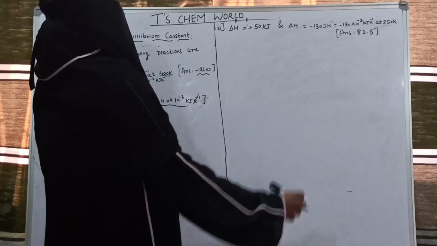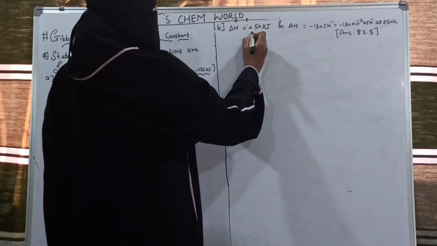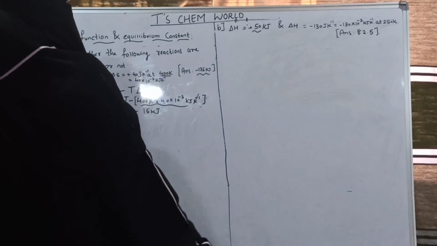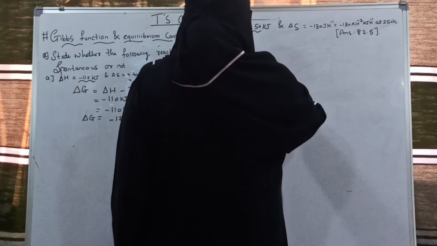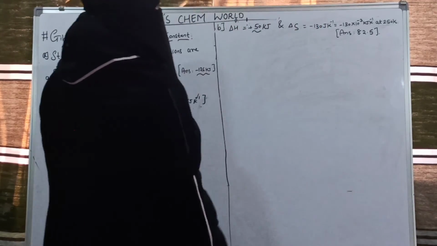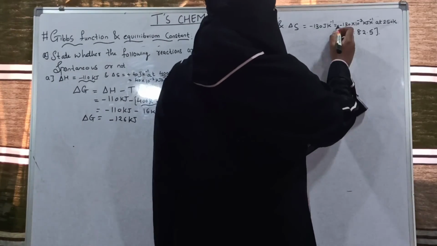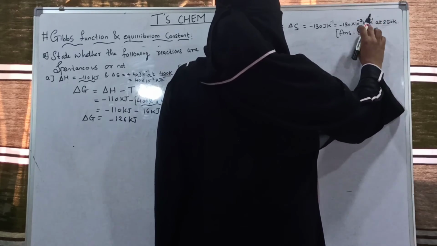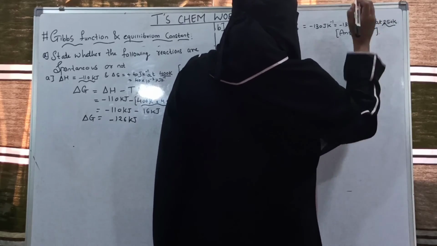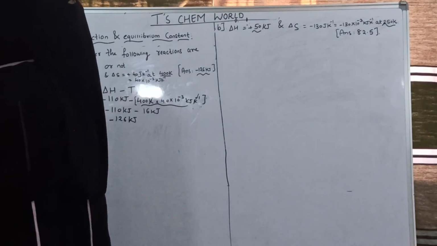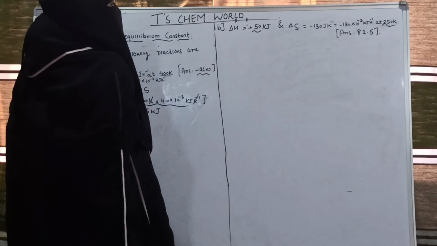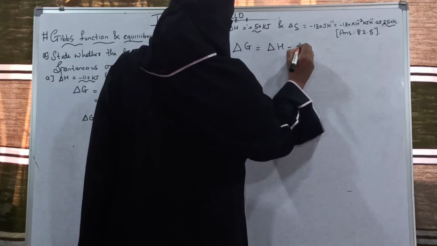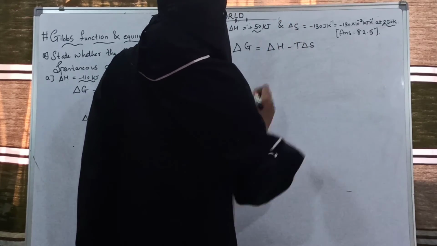Then the next problem: delta H is given as plus 50 kilojoule and delta S is equal to minus 130 joule per Kelvin, which is minus 130 into 10 raised to power minus 3 kilojoule per Kelvin, at 250 Kelvin temperature. Again the formula is delta G is equal to delta H minus T delta S.